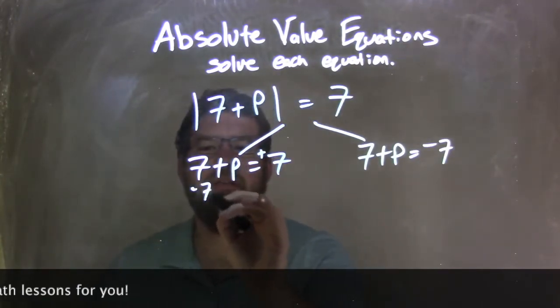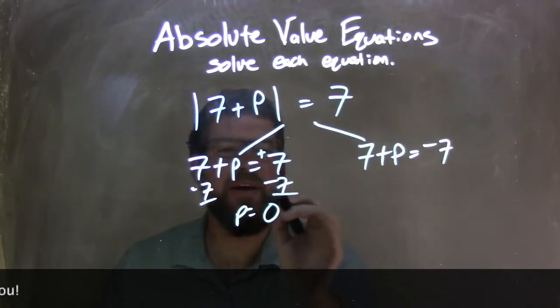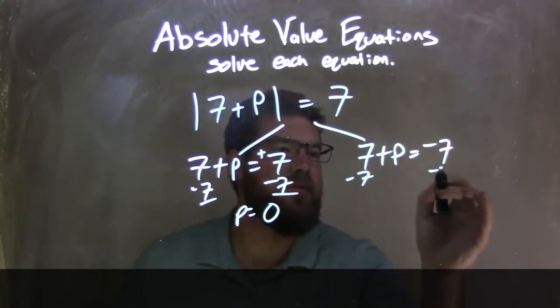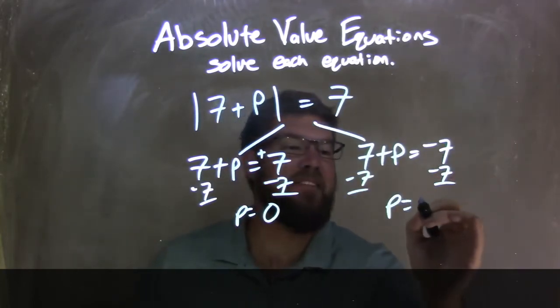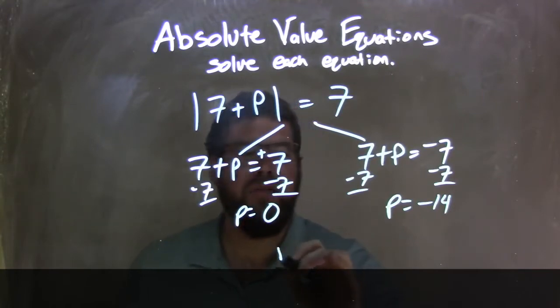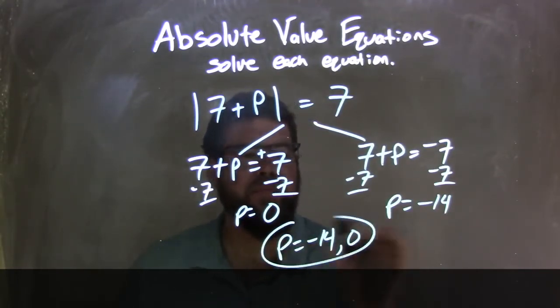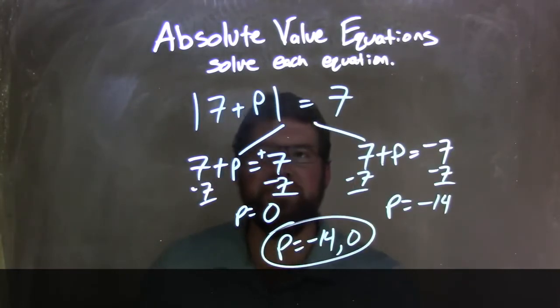So I'm going to subtract 7 from both sides here, leaving me with just p equals 0, right? Because 7 minus 7 is 0. And here I subtracted 7 from both sides, but in this case, p equals negative 7 minus 7, which is negative 14. And so our final answer is p equals negative 14 and 0. Okay? And I write the smaller number first.